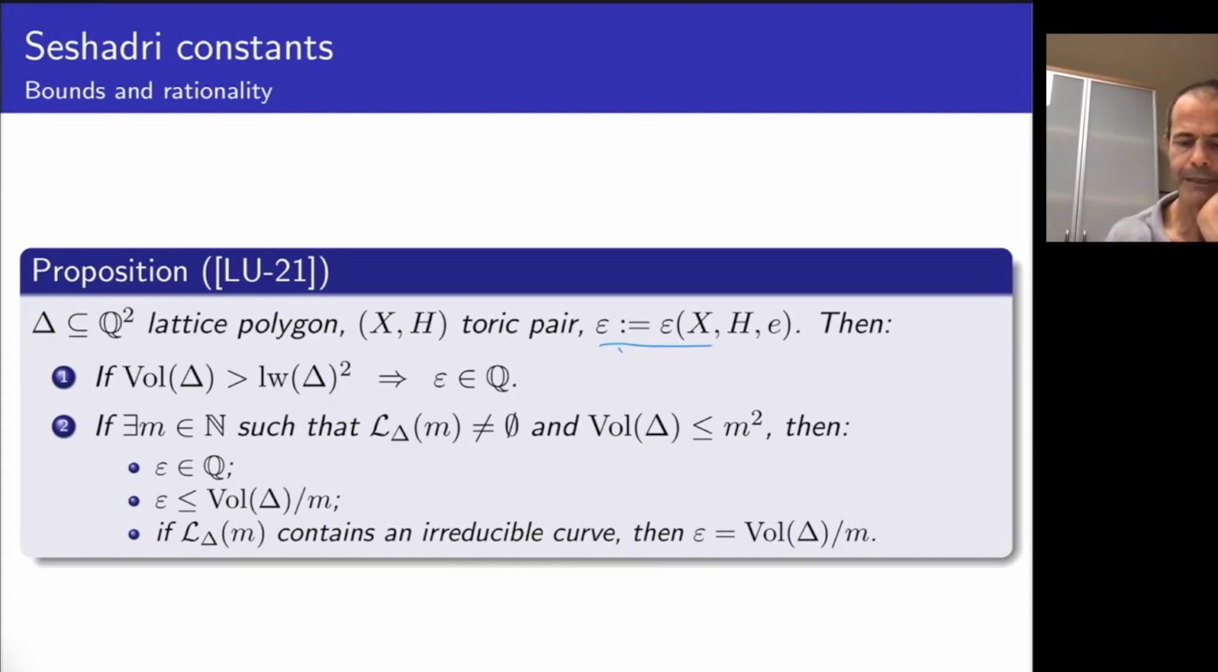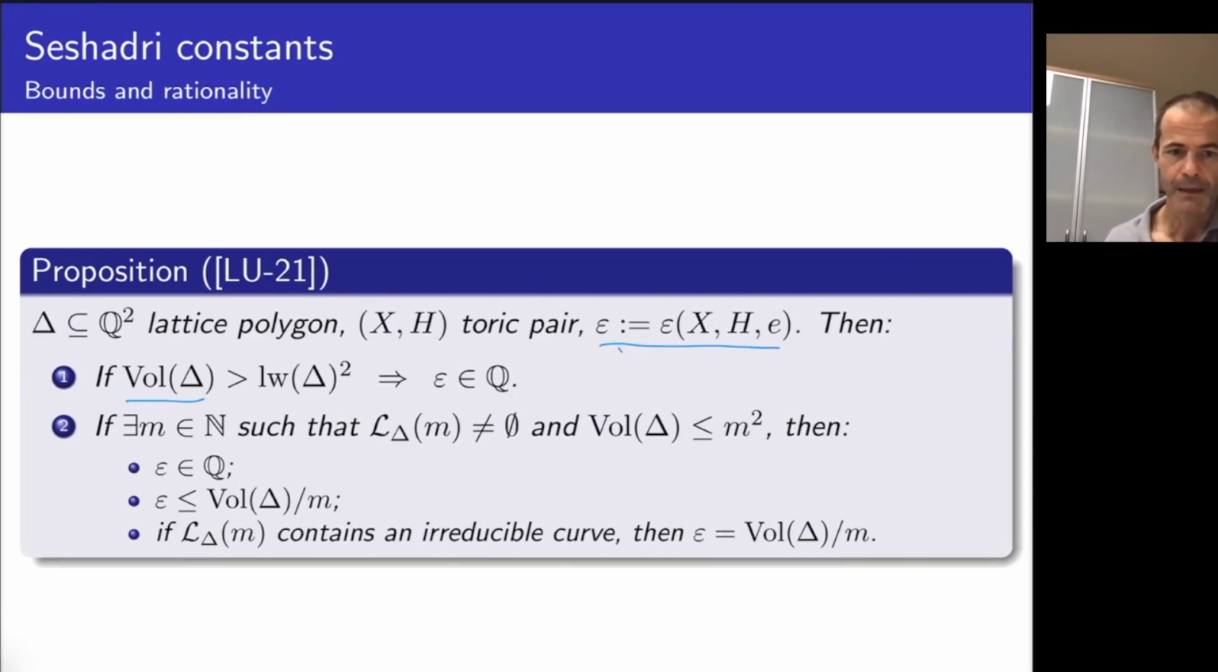We consider the Seshadri constant of the toric surface associated to the polygon, the ample class associated to this polygon, and the general point. So the first result is that if the volume of the polygon is bigger than the square of the width, then the Seshadri constant is rational. By volume, we mean the normalized volume, which is twice the area of the polygon.